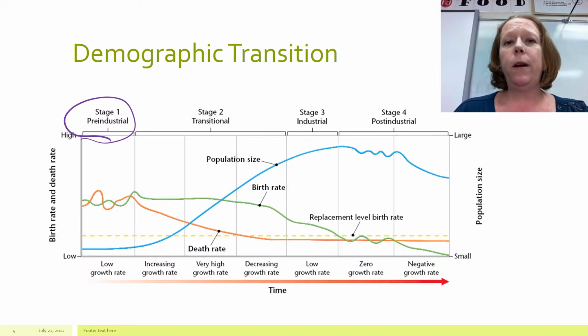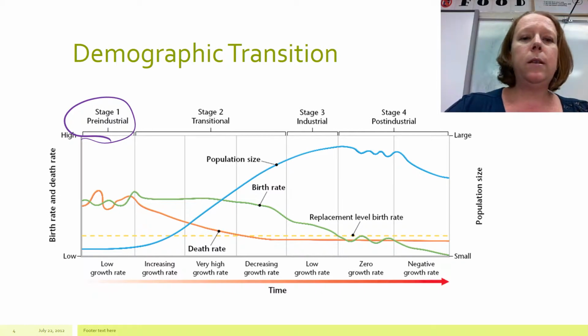This is a fairly rough period of time for most countries because there's not very good medical care available. Sewage disposal is very poorly handled. So people get sick a lot, they die a lot. People are having a lot of babies, but the babies don't survive. And so we see this fluctuation of, again, very high birth and death rates. And so as you can see, the population stays very low and you see very little growth.